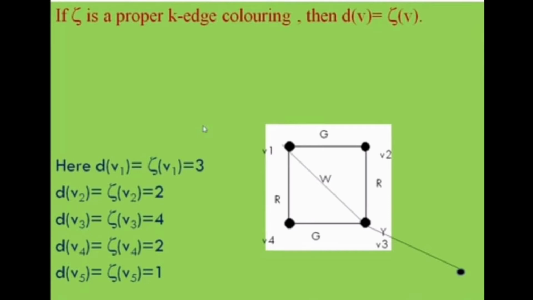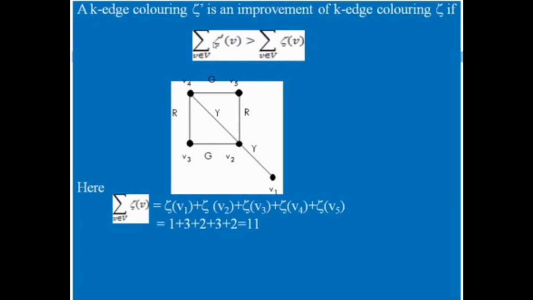And so on. We find the degree of V2, V3, V4 and V5, and also find script C of V2, script C of V3, script C of V4 and script C of V5. These are all equal. This graph is a proper 4-edge coloring. Next we see the result.